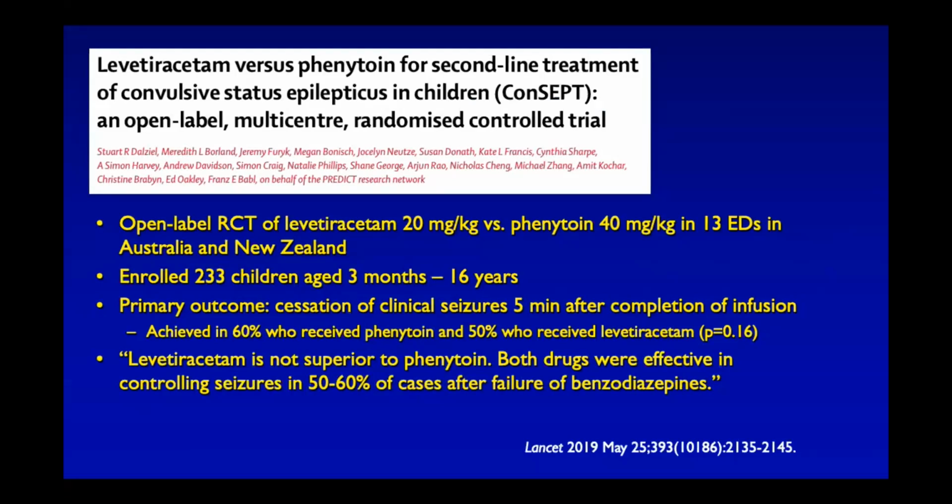This was achieved in 60% of children who received phenytoin and 50% who received levetiracetam, and this difference was not statistically significant. The authors concluded, levetiracetam is not superior to phenytoin. Both drugs were effective in controlling seizures in 50 to 60% of cases after failure of benzodiazepines.